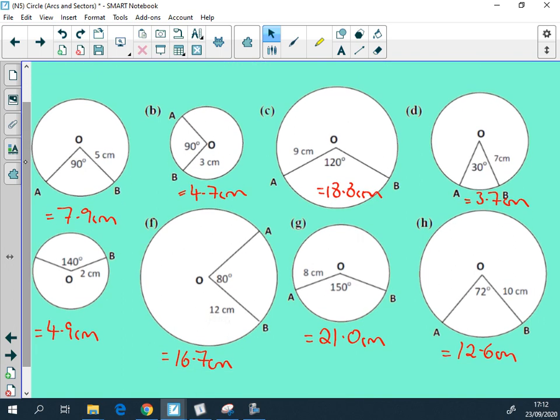Again, please make sure that you are marking. It's vital that you are marking your answers to check to see anything that you're getting wrong. Please go back, watch the video again, especially the bit at the start about the arc length, and then a bit about the major and minor arcs.